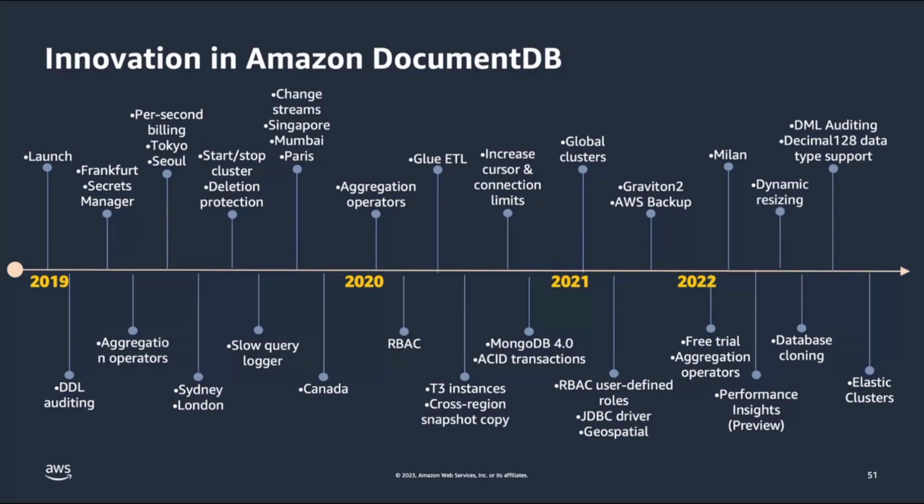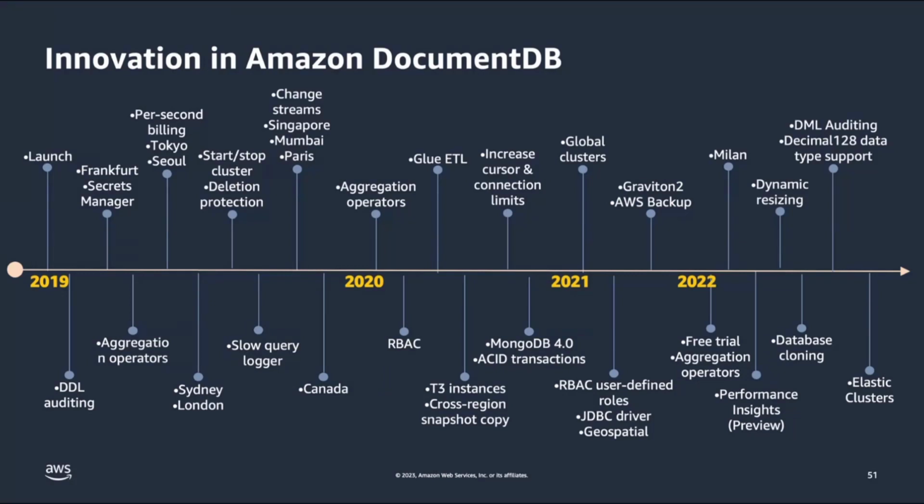Now, some of the highlights over this time, I'm not going to go into every single one of these, but you see things like role-based access control in early 2020, ACID transaction support in 2020, 2021, a JDBC driver, geospatial indexes, and then moving into last year, early in 2022, we introduced a 1-month free trial. So if you want to get your hands on with DocumentDB, you've got a way to do that at no charge. We'll have 1 month of use with a DocumentDB cluster.